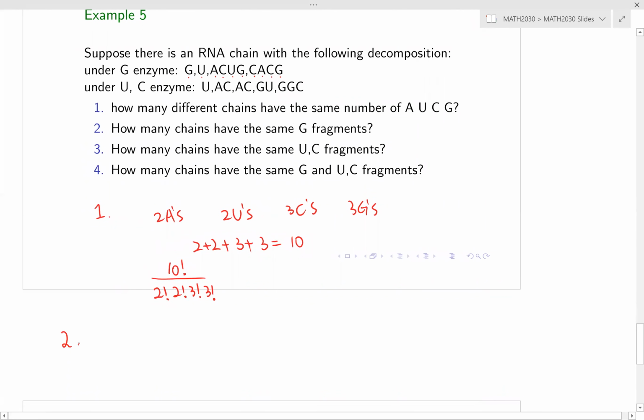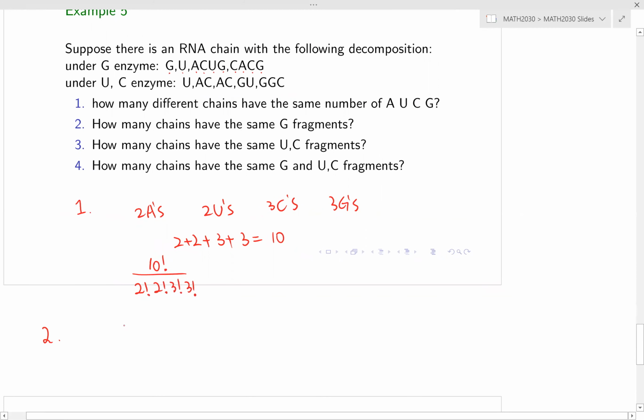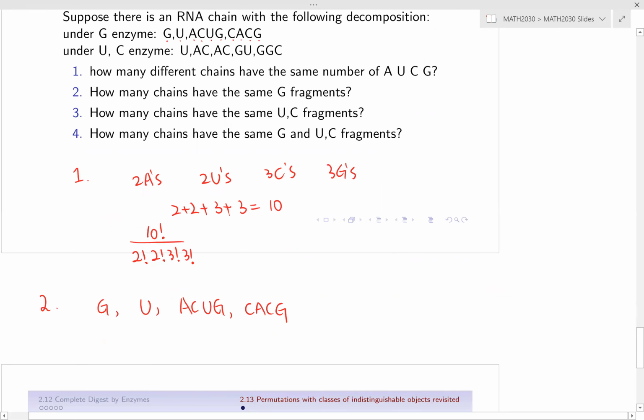How many chains have the same G fragment? So for the G fragment, we want G, we want U, we want ACUG, we want CACG. The question here is, is it 4 factorial? The answer is no, because if you observe, this particular subchain does not end with G, so it has to be at the end of the chain. So in fact, we are only reordering the other 3 subchains. So the answer here is 3 factorial, which is 6.